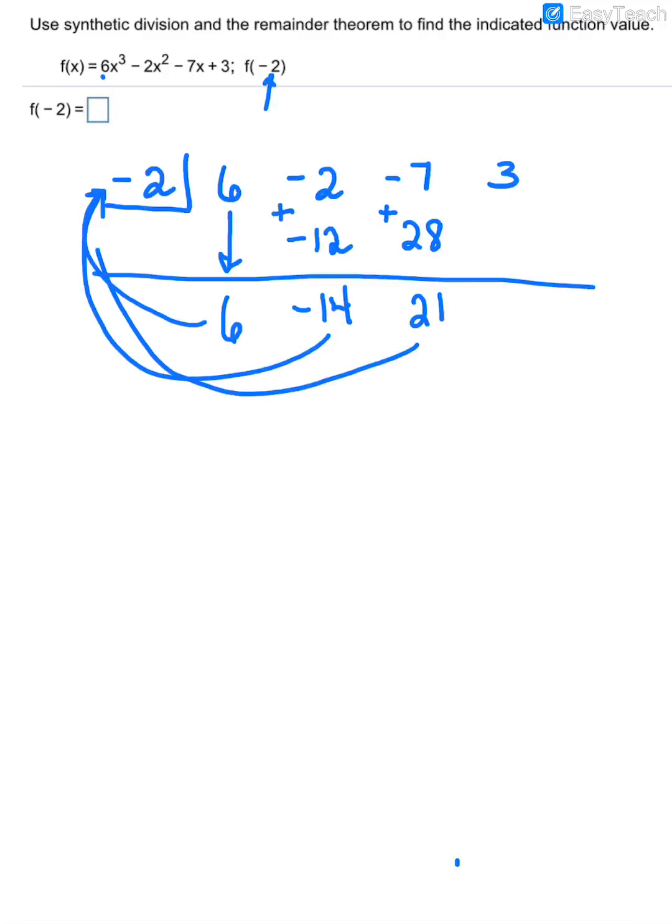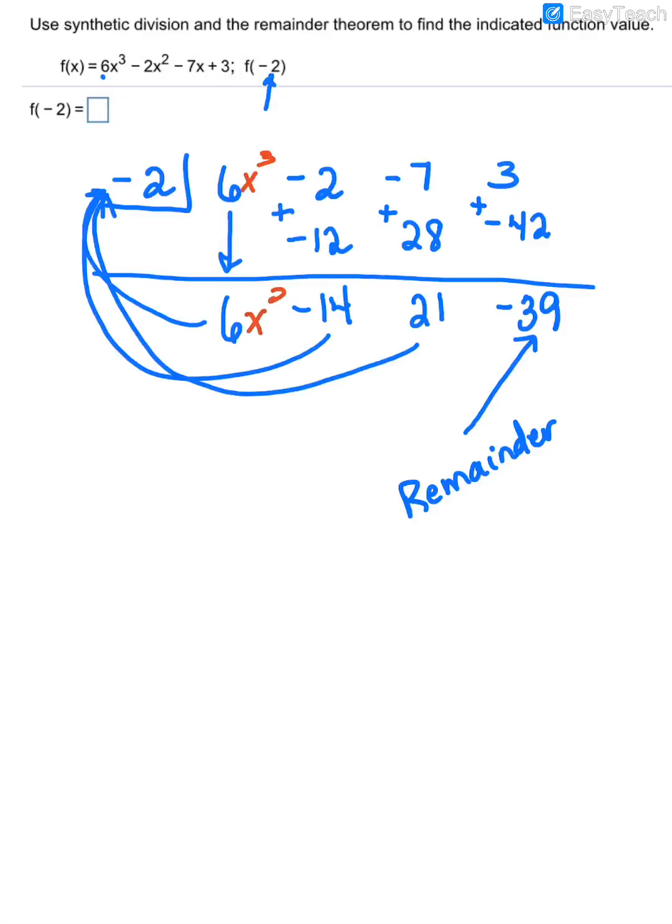Back to the box to multiply. 21 times negative 2 is a negative 42. And then I add. 3 plus negative 42 is going to leave me with a negative 39. Now, this number in the last column represents the remainder if we were to do the long division like we did before. The numbers here are going to represent your quotient. So if this started out as 6x cubed, this is now 6x squared minus 14x plus 21. So there would be your q of x.